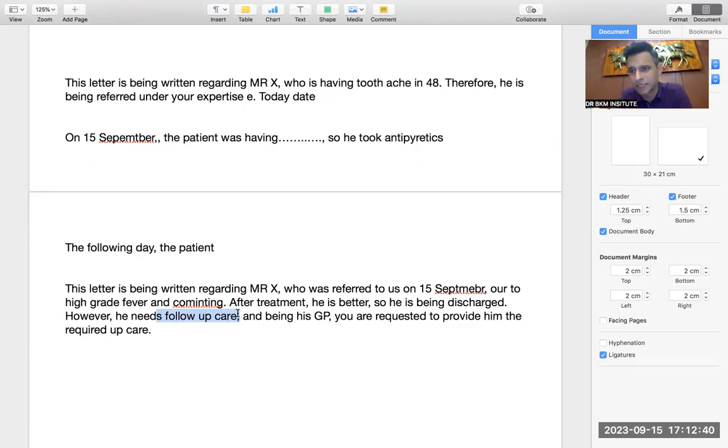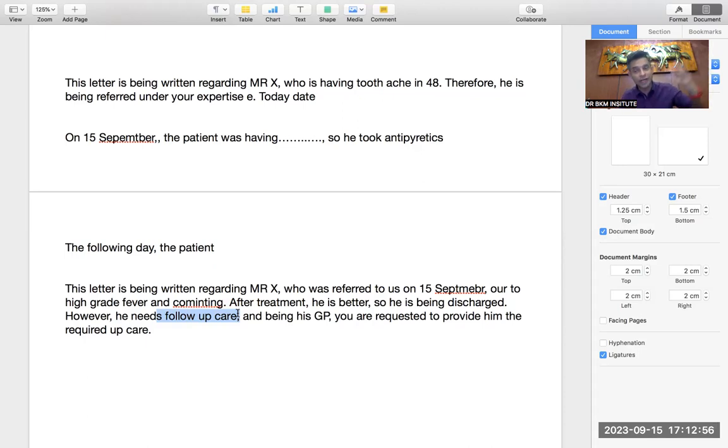So these are the repeated letters which come in OET. OET is a very practical test. That is what is going to happen when you will be working in a hospital in NHS UK or in New Zealand or in Australia. So you would be working in a hospital.